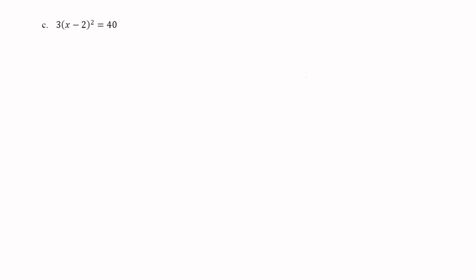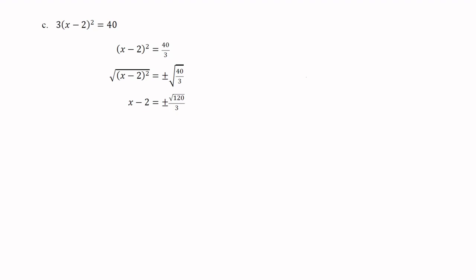For this problem, we are going to divide each side by 3. And then we're going to take the square root of each side, remembering to do plus or minus the square root on the right side. That leaves us with x minus 2 equals plus or minus the square root of 120 over 3.